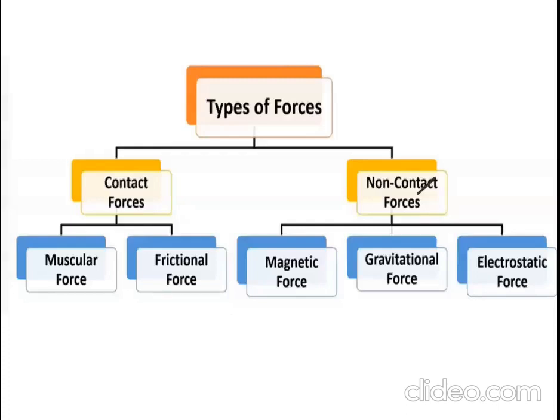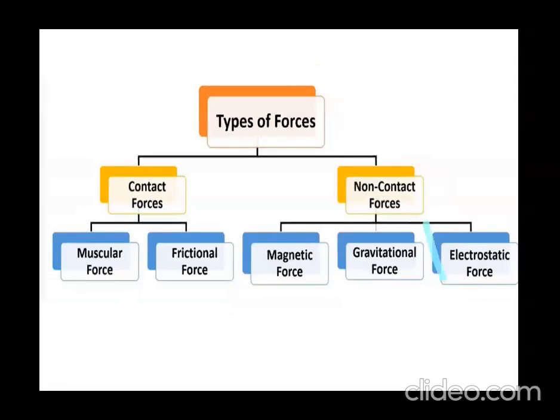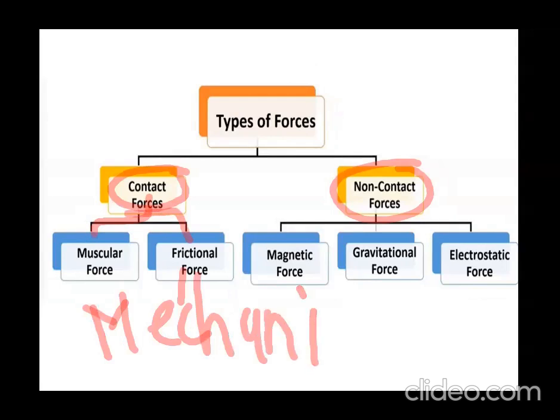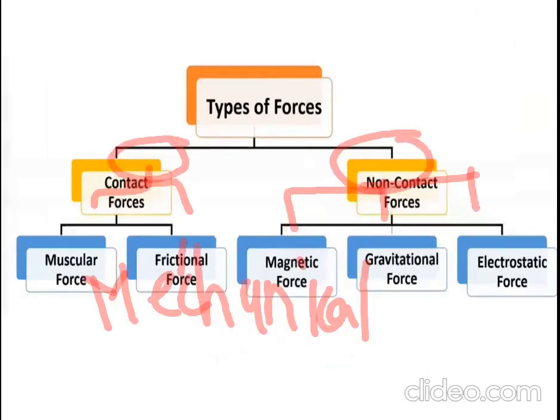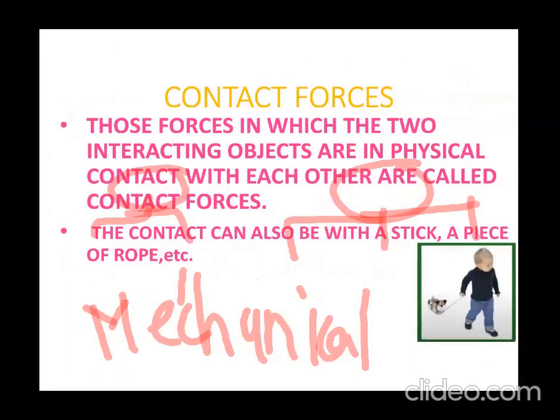So children, force can be categorized into two: contact force and non-contact force. There are two categories of force, contact force and non-contact force. Under contact force, we are going to see three types of forces. First is muscular force, frictional force, and one more force is there, that is the mechanical force. Right? And under non-contact force, we are going to learn about magnetic force, gravitational force, and electrostatic force. Right? So let's start with what is contact force.